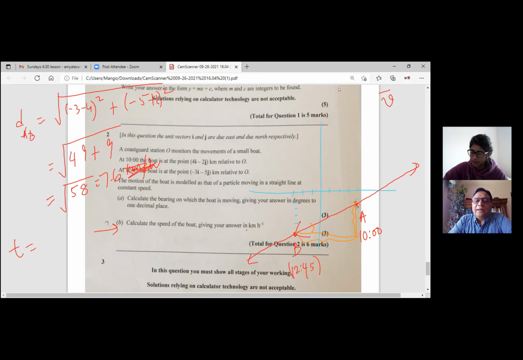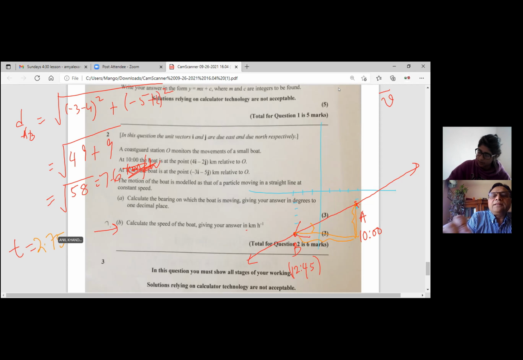So the time taken is 2 point, when it is 45, it means what? 3/4 of an hour, right? So 0.75. Convert those minutes into hours: 45 divided by 60 gives 3/4, so 0.75. To that you add 2. So in hours we have the answer, which is 2.75, right? So time is 2.75. Is that clear to you?